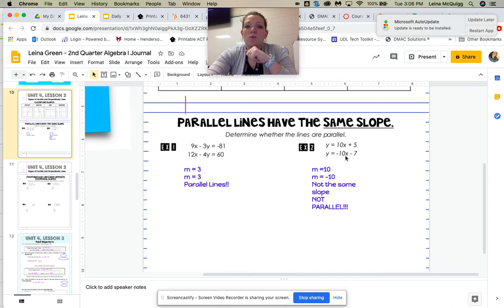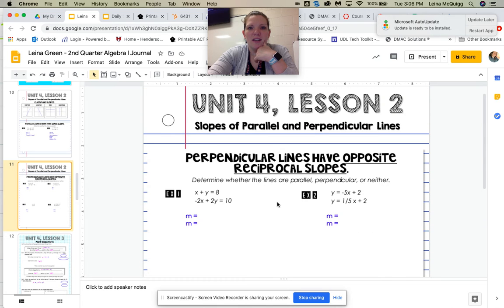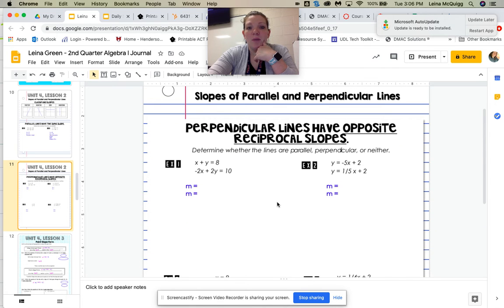These two lines were already solved for y. I was able just to identify my slope right away. They're different. They're not the same exact number. One's positive, one's negative, so that means they are not parallel. So let's look at our next slide here. Now we're going to do perpendicular.